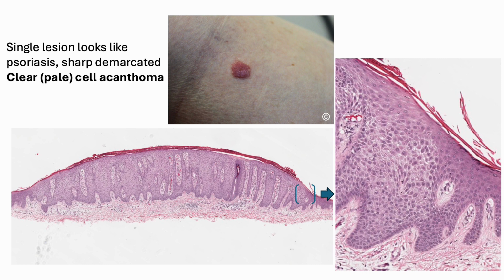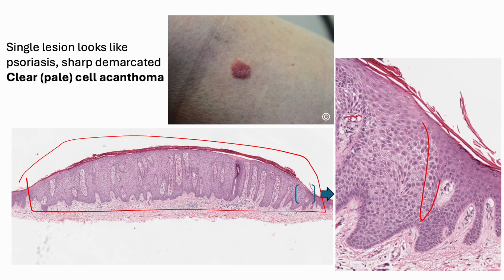And even though it's not very common in daily practice, I think if the board exam gives you this, you should be able to recognize it at one peek. So the feature is a very sharply demarcated lesion as shown in this low magnification, and in high magnification you can see this psoriasiform elongation of the rete ridges and some parakeratosis. And one very interesting feature is you can see the sharp demarcation between the lesion and the regular normal skin.